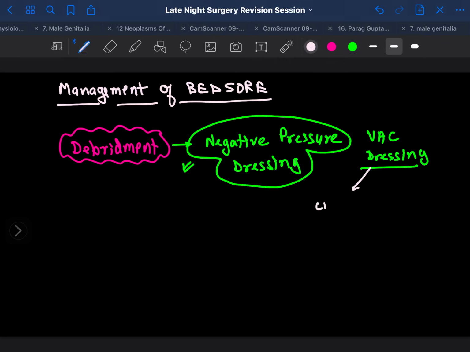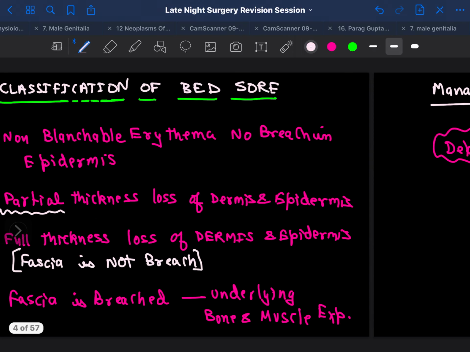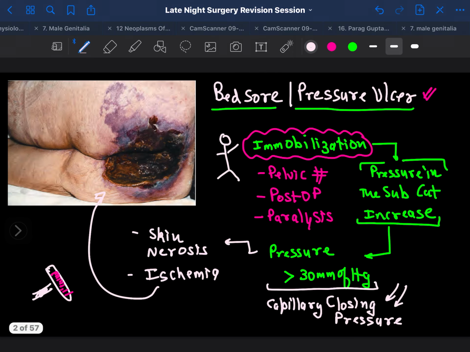What is the contraindication for applying this? If, let's say, there is an active osteomyelitis, or if the slough is present, or you suspect that this is a patient who is having a malignancy. These are the points where you will not apply your vacuum assisted dressing or a VAC dressing. I hope you got this point.